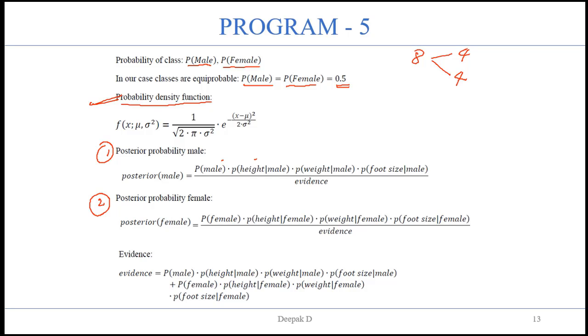So the term is the probability of male that I have already received, that is 0.5. The thing is, I need to identify the probability of height given male. Similarly with respect to weight and also foot size. So how do I identify the value here? By applying the probability density functions. So in order to get these values, I need two terms: one is with respect to the mean and also variance, standard deviation. So here, applying these two formulas, calculate the probability value of height given male, weight given male, foot size given male, and also the evidence. And the formula for evidence is given here. So after identifying these two values, whichever has the highest value, that test case will be classified accordingly.